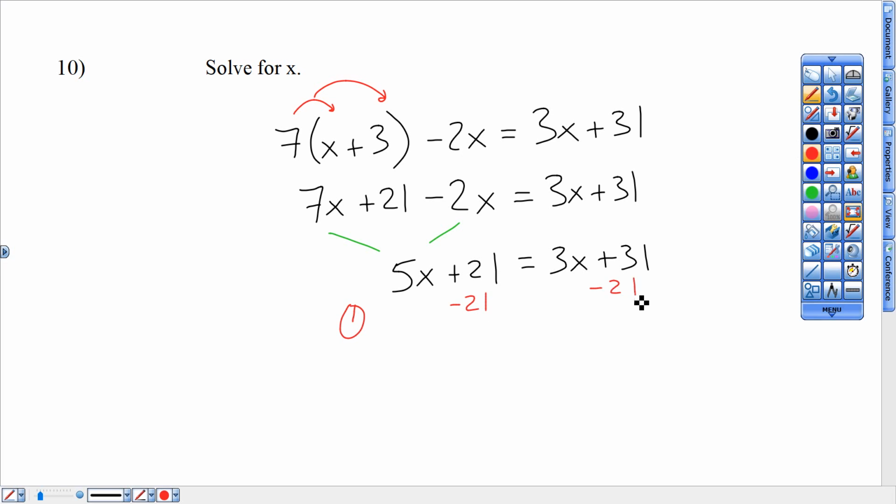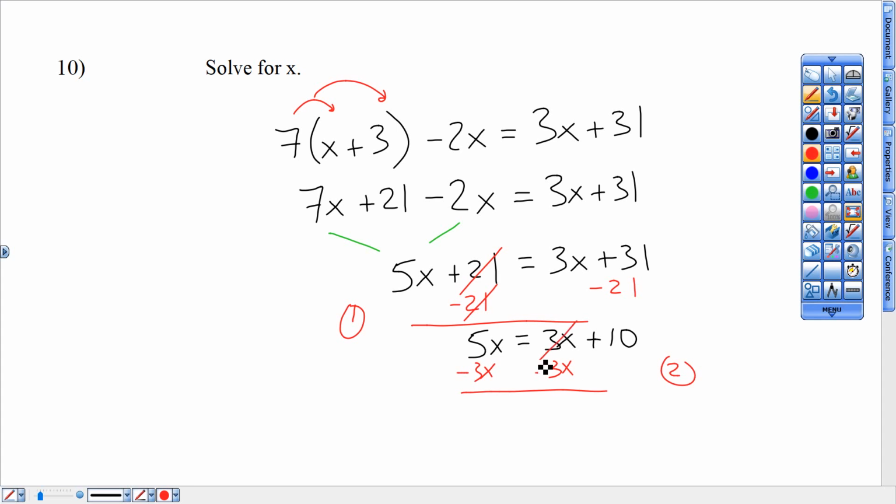Minus 21 to both sides. Bring this 5x down, bring this equal down, bring this 3x down. Do the math right here. That gives me 10. Use your calculator if you need to. Stay on this side now and eliminate that 3x term by subtracting 3x, which will give you 2 of those x's. Bring down that 10 and then divide by 2 right there, and you'll get the answer. X is 5.